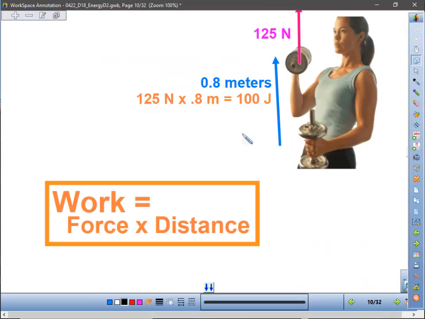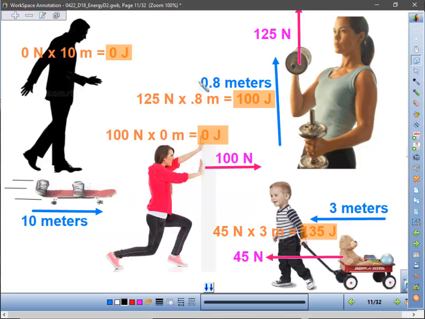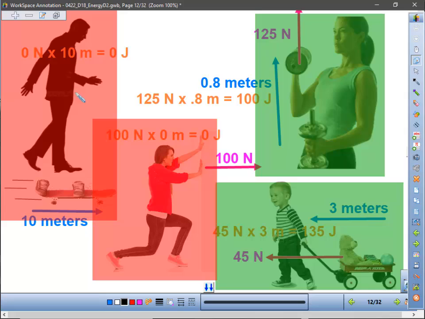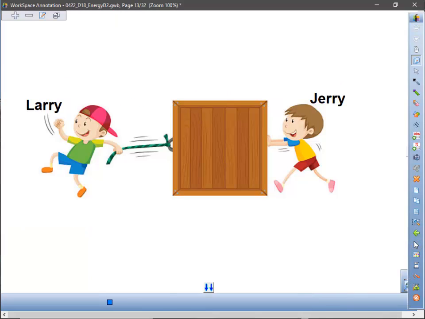And this woman, same thing. She's actually got force of 125 newtons, and then she's got distance of 0.8 meters. She's moving it, 100 joules of work that she's doing every time she lifts one of those weights. So we can see force, you need force and distance to get work done. So these 2 people are not doing any work because this guy doesn't have a force and this woman doesn't have distance. These 2 are both doing work because they have both. So just keep that in mind for all of our examples today, force and distance.